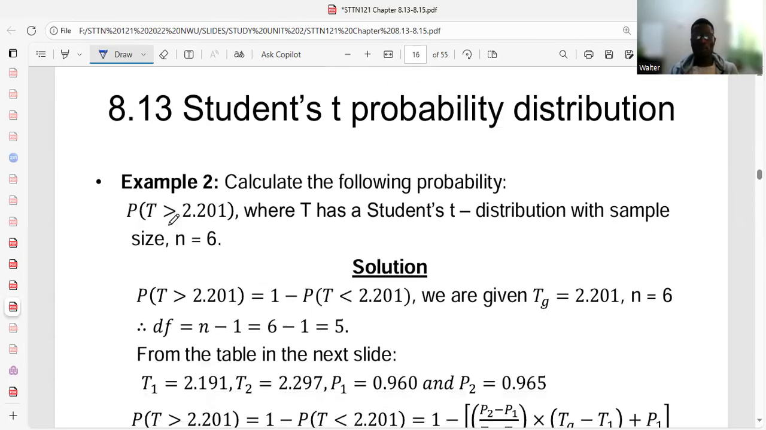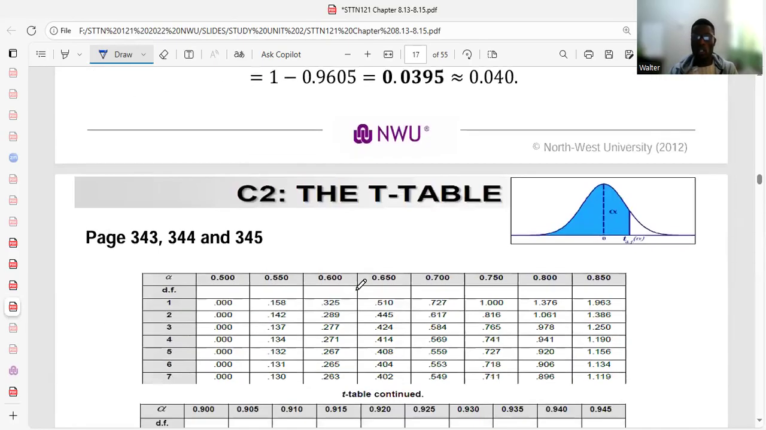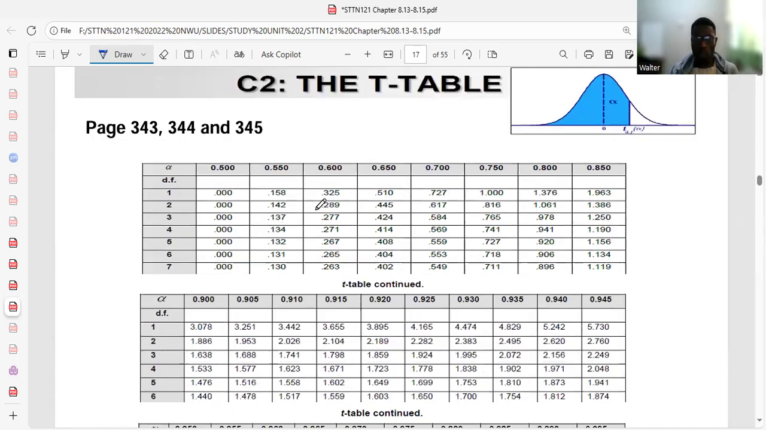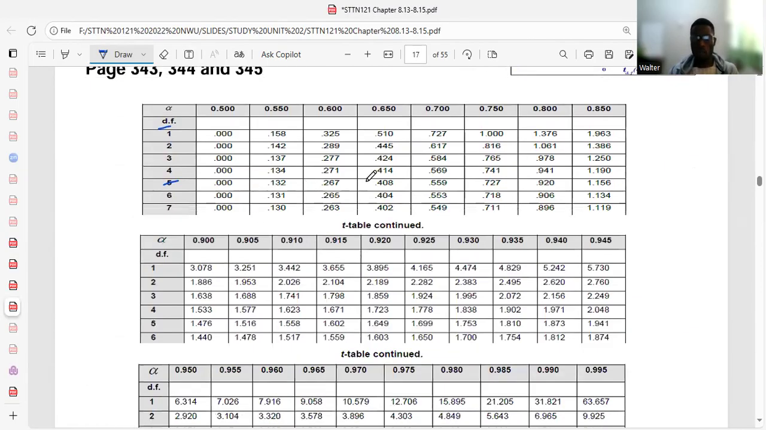Even with this one, you see they've given you the T as 2.201. Then they give you N. How do you get the degrees of freedom? N minus 1, 6 minus 1, which is 5, the degrees of freedom. When you check on the table, we go to 5, the degrees of freedom. Do you have the value 2.201? Let's check here, or the range. No, we don't, because here it's 0.132 and 0.267.